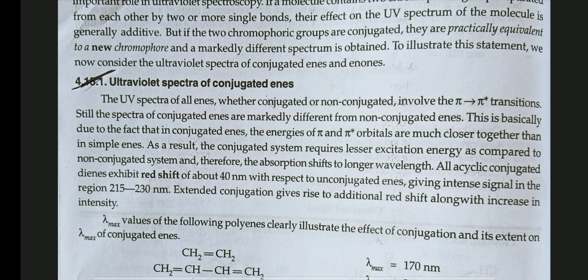As a result, the conjugated system requires lesser excitation energy as compared to a non-conjugated system, and therefore the absorption shifts to longer wavelength. All acyclic conjugated dienes exhibit a redshift of about 40 nanometer with respect to unconjugated enes, giving an intense signal in the region 215 to 230 nanometer. Extended conjugation gives rise to additional redshift along with increase in intensity. Lambda max values of the following polyenes clearly illustrate the effect of conjugation and its extent on the lambda max of conjugated enes.